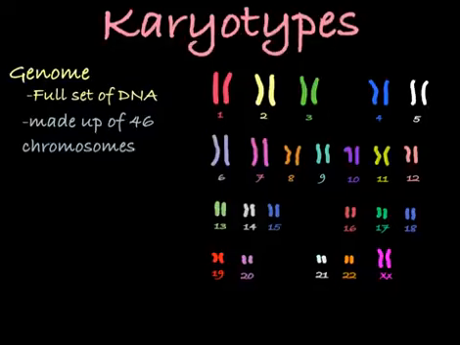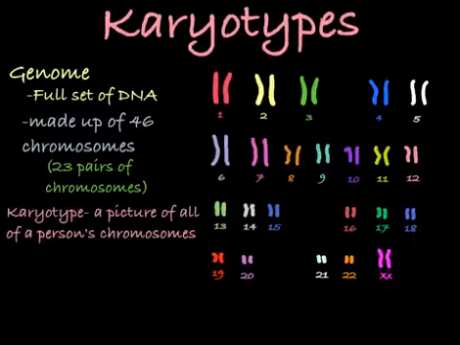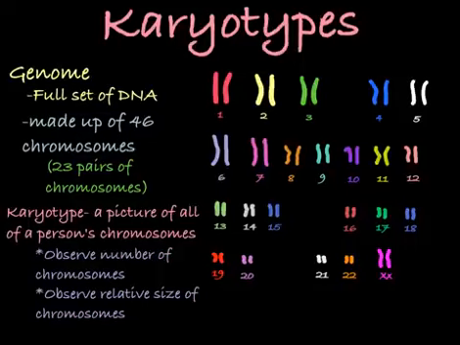These chromosomes come in pairs, so we can see that there are 23 pairs of chromosomes and altogether 46 total chromosomes. A karyotype, which is what we are looking at here, is a picture of all the chromosomes in a person's genome. When a scientist analyzes a person's karyotype, they are looking at the number and relative appearance of all the chromosomes in their cell's nucleus.